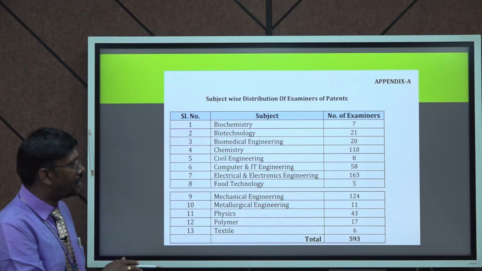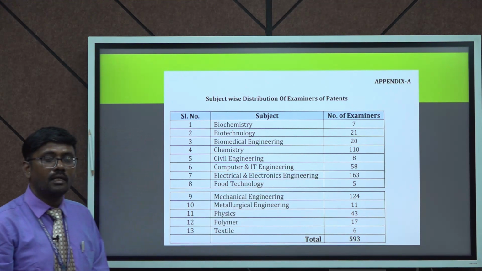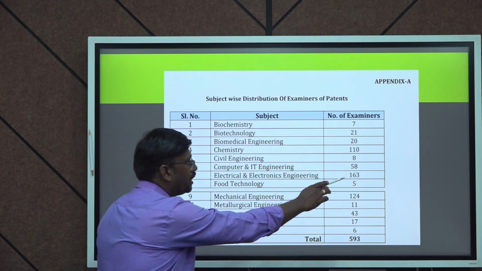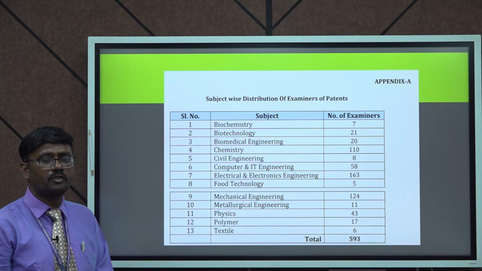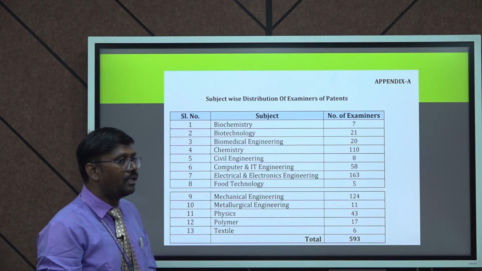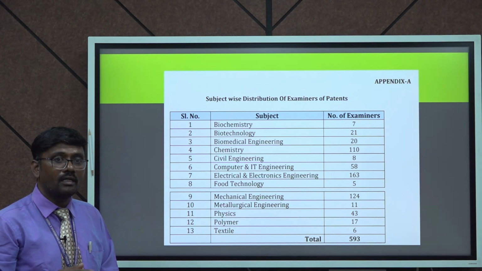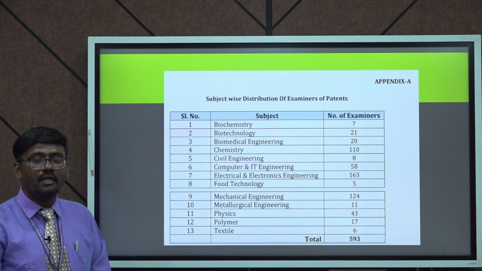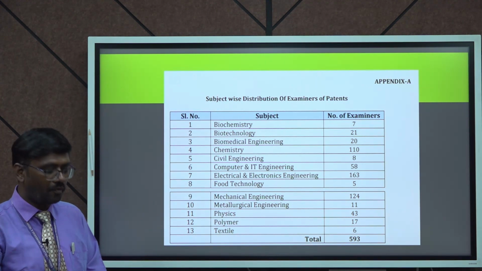In the case of other fields, for example, electrical and electronics engineering, where the number of examiners is 163, there are more than sufficient examiners to scrutinize the applications. So, that is why in the category of ECE, electronics, communications and allied fields, if the innovation falls under this category, your application gets processed quickly and the grant will come fast.